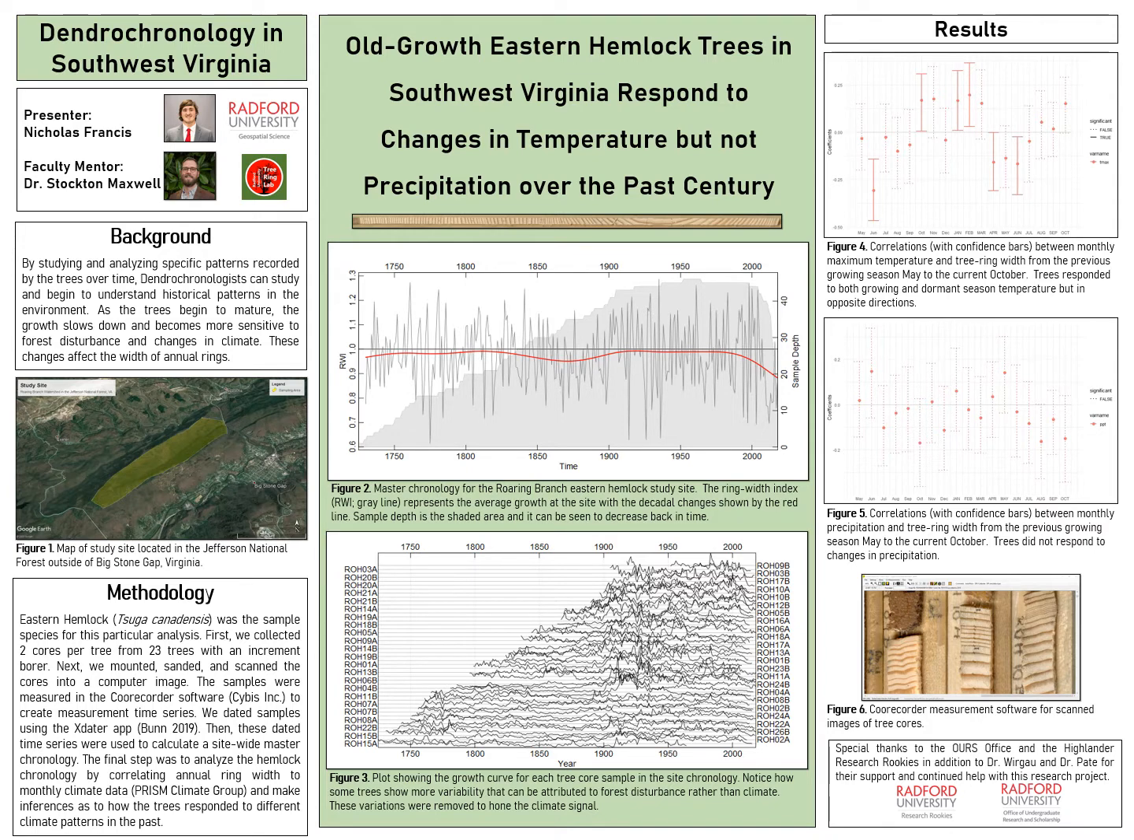Then that sample is mounted onto a raft so that it can be handled, sanded with increasingly fine grit sandpaper to a near polished finish, and then scanned into a computer image at an extremely high resolution. These samples are then opened in the CooRecorder software by Cybis Incorporated to create a measurement time series. These are basically annual ring width files, per ring, so per year, per sample. As you can see in figure 6, we mark each ring of each sample and have those saved.